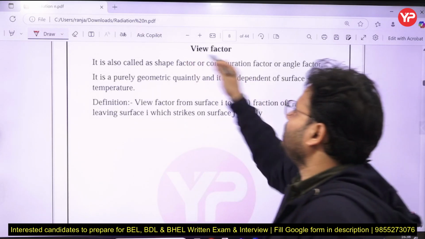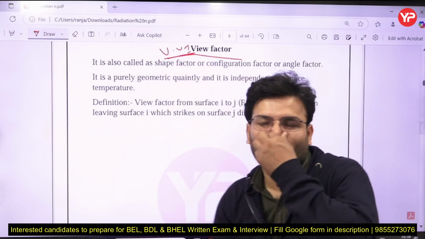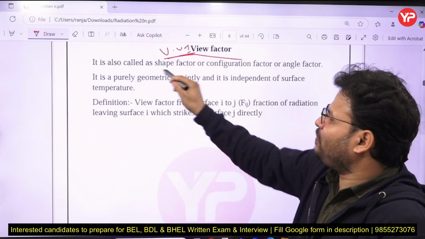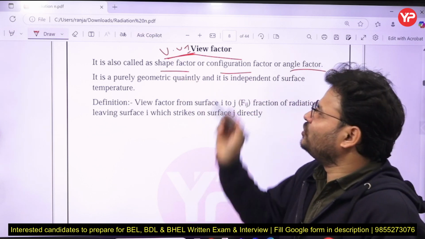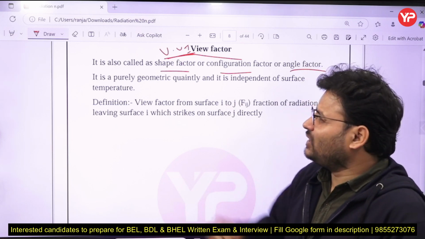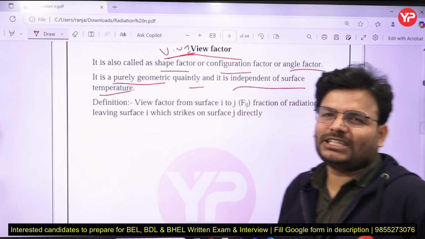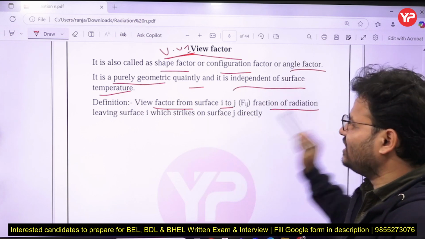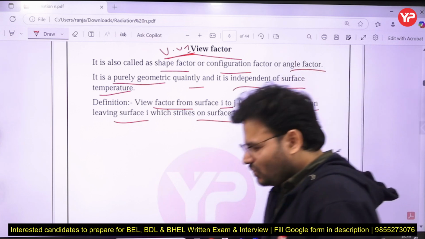Now one of the very important things, my dear friends, we can say VVI, very important, and this is view factor. What is view factor? This is also known as shape factor, configuration factor or angle factor. This view factor is very important, they are going to ask questions from it in every exam. It is a purely geometric quantity and it is independent of the surface temperature. So what is view factor, sir? View factor from surface i to j is the fraction of radiation leaving surface i which strikes surface j directly.